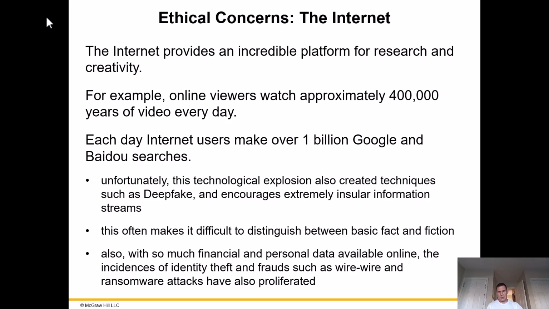Unfortunately, this technological explosion also created techniques such as deepfake and encourages extremely insular information streams. This often makes it difficult to distinguish between basic fact and fiction. Also, with so much financial and personal data available online, the incidences of identity theft and frauds, such as wire and ransomware attacks, unfortunately have also proliferated.